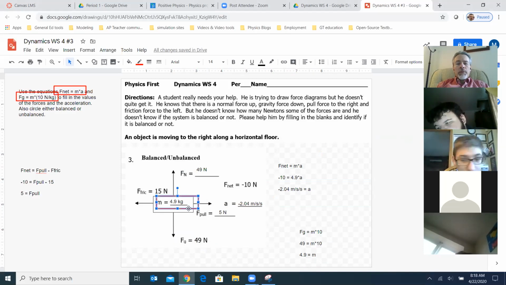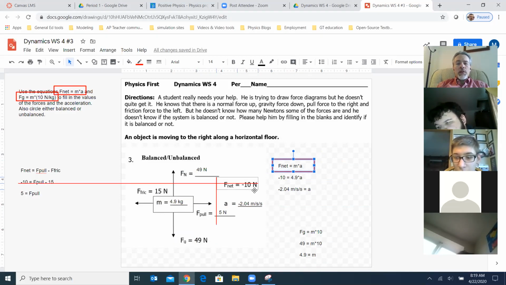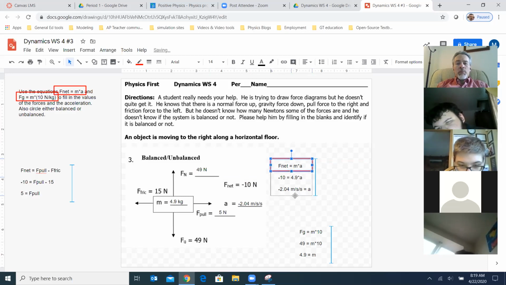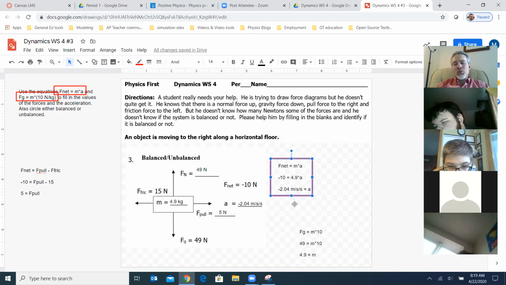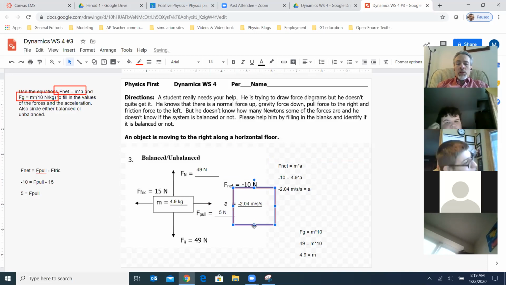Then the next thing I used was Fnet equals ma, because it tells us what the Fnet is. It's negative 10. So I plugged in the negative 10 and the 4.9, and I found the acceleration is around negative 2. That means it's slowing down, okay? So now I know what the acceleration is.